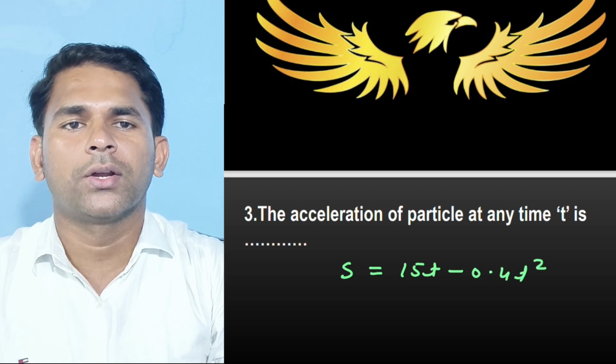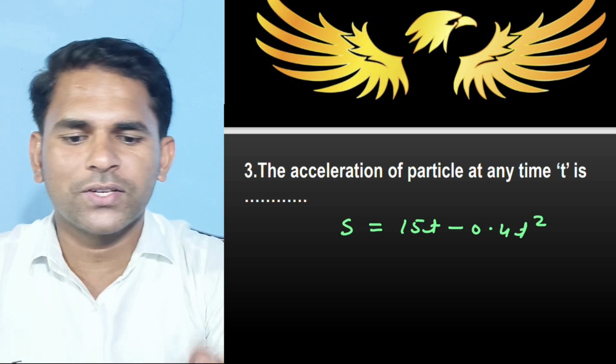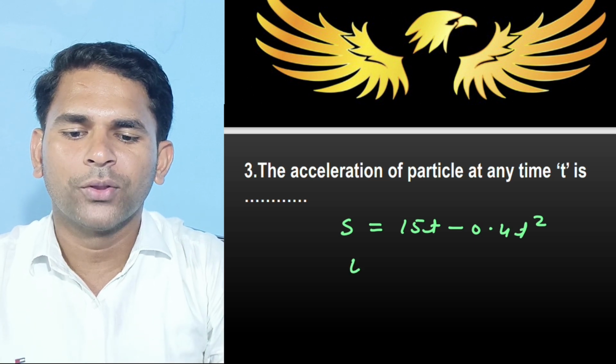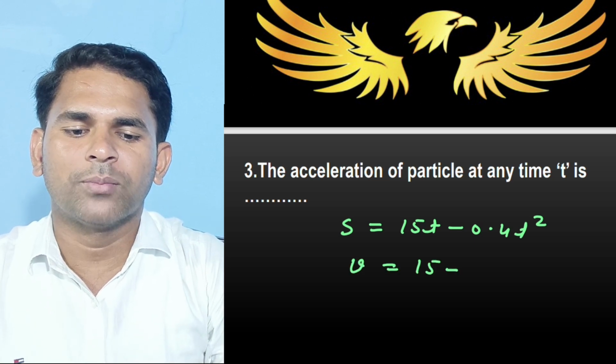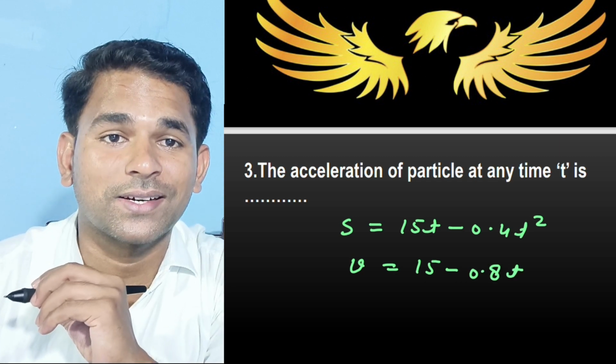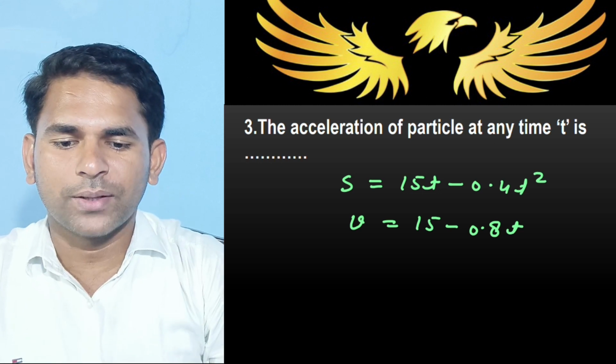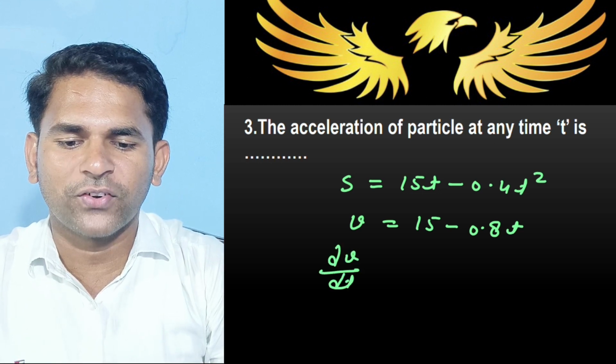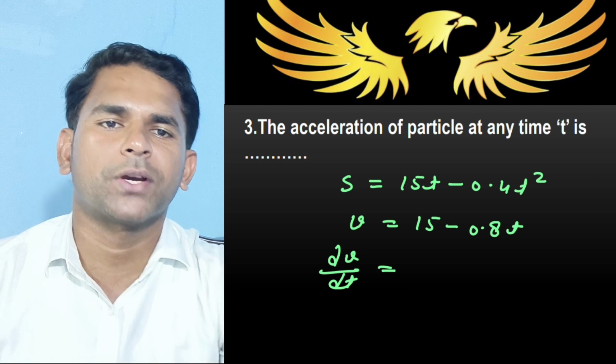0.4 t square. So you get the velocity equation when you differentiate this. You get velocity 15 minus 0.8t, but they are asking for the acceleration. Asking for acceleration means you will again differentiate the velocity with respect to time.